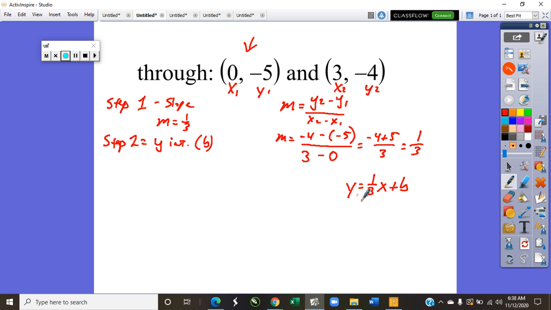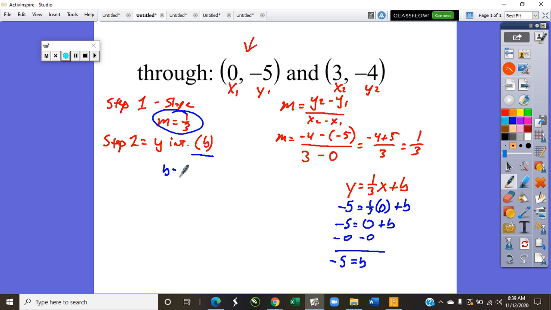So I'm going to write, I have my equation down here, y equals 1/3 x. Now, think about this. This value right here is my x. This value right here is my y. So I'm going to replace this y with what? -5 equals 1/3, and I'm going to replace this x with what? A 0 plus b. And again, what I'm trying to find here is my b. So let's see. I have -5 equals, what's 1/3 times 0? Well, anything times 0 is what? 0 plus b. And in order to get b by itself, I've got to get rid of this 0. So minus 0. What's -5 minus 0? -5 equals b. So I have m equals 1/3, and I have b equals -5.